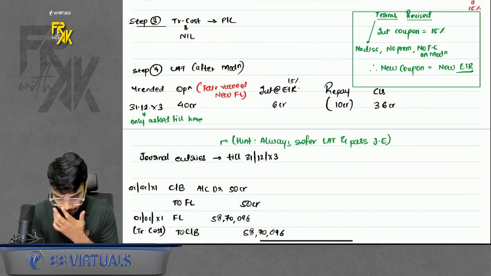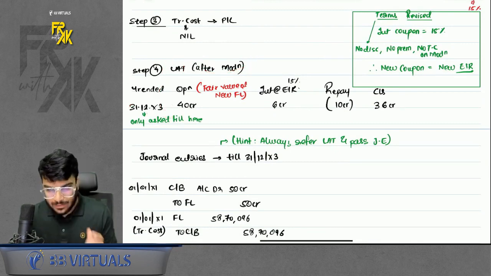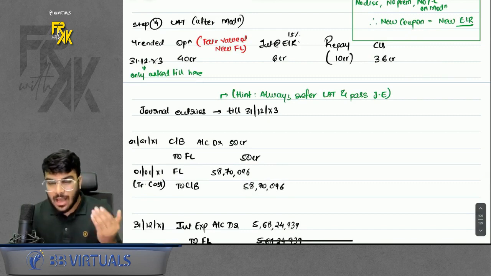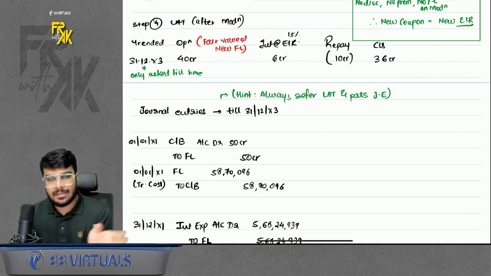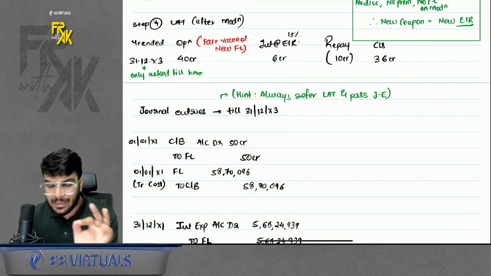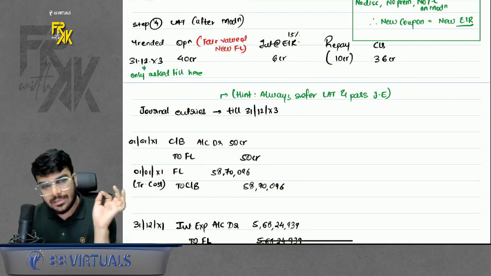It was only asked to prepare for another 1 year, so we prepared it. Okay, that's it. Now entries were also asked. How to pass the entries? Passing entries is a piece of cake. Why? Just refer LAT and pass the general entries. You have prepared LAT, just refer it, pass entries.